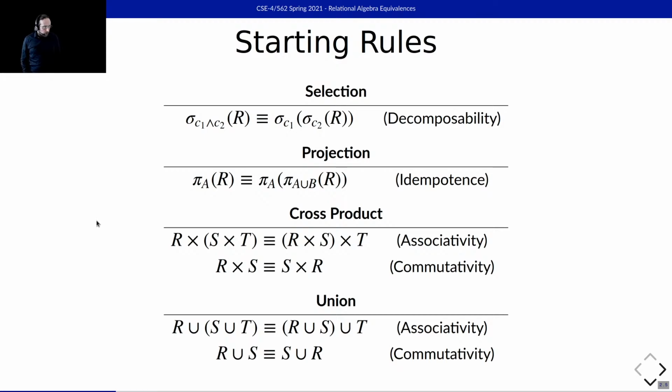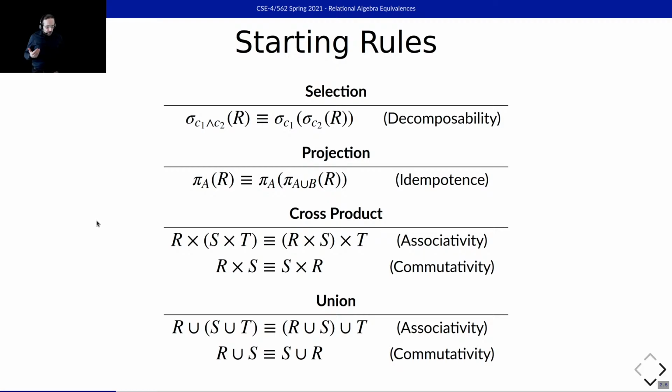Okay, so our starting rules here. The first thing is if you apply a filter, if you use a selection operator on a table, and the condition of that filter has an and in it, it's a conjunction, then it's essentially the same thing as applying the two selections in sequence. So filtering all of the input for condition two, and then filtering all of the input for condition one, is the same as filtering on both condition one and condition two.